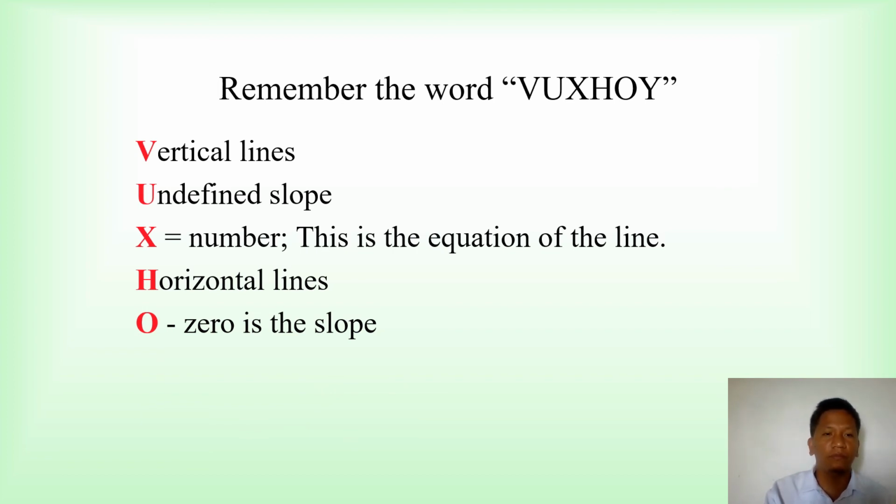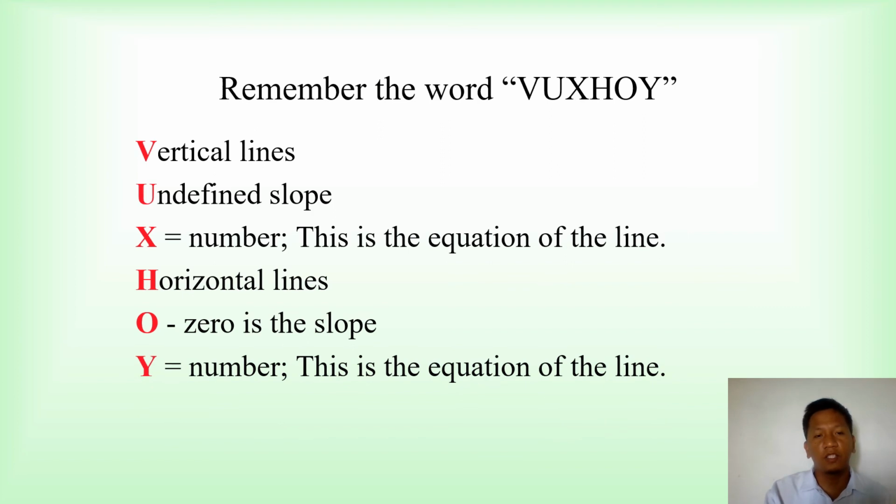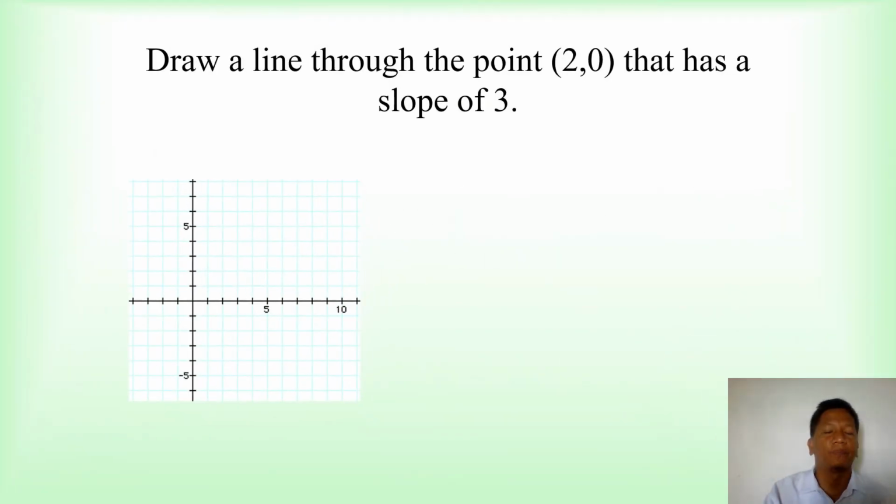Yan. 0 is the slope for the horizontal lines. And y is for the number, or y is equal to c. That is the equation of the line. Next, let's proceed to the next.